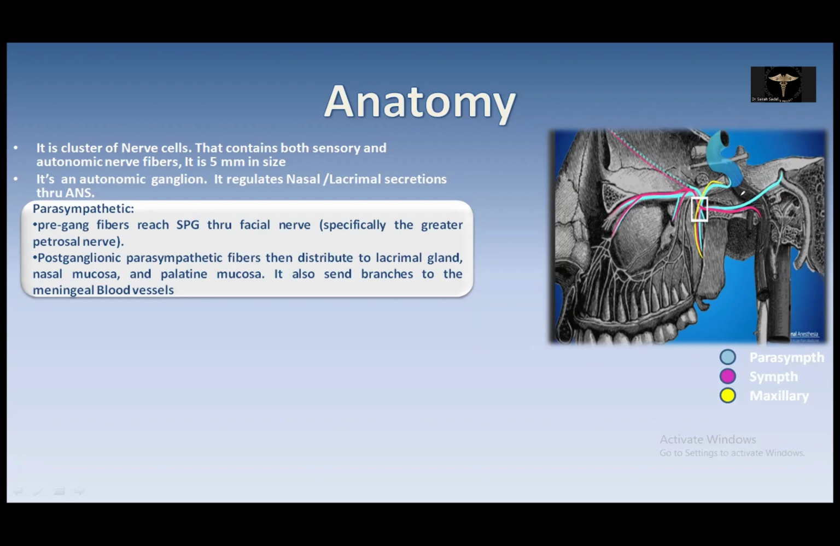So these are the preganglionic fibers coming from here. This is the location of the SPG. From here, as you can see, the postganglionic nerve fibers are going to the lacrimal glands, to the nasal mucosa, and over here going down into the palatine mucosa. And then it also sends branches to the meningeal blood vessels, like over here.